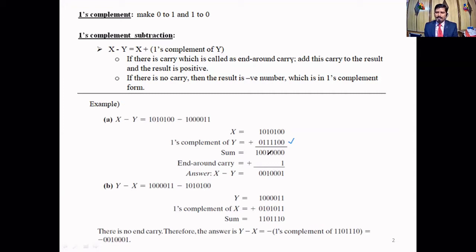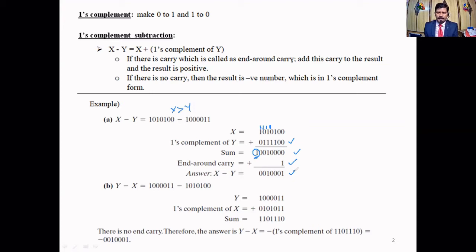What is the sum here? 1 plus 1 is 1 0, a carry over here. 1 plus 1 again is 1 0, a carry over here. 1 plus 1 plus 1 is 1 1, so there is a carry and 1. 1 plus 1 again gives a carry and 0. So this is the sum. Here there is a carry, so you add this carry to this sum. The final answer is this one, which is a positive number. In this case, x is greater than y.